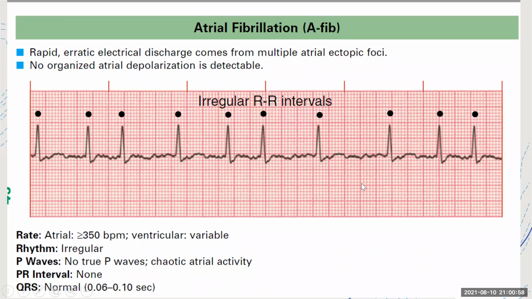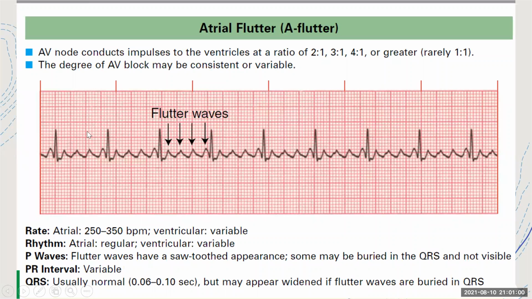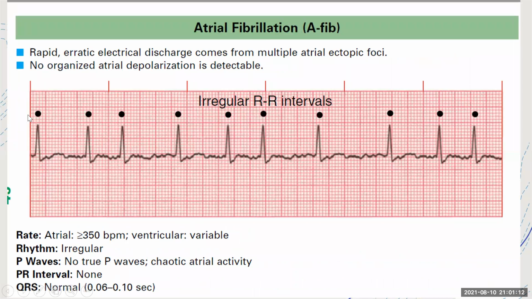If you can appreciate in this picture, the RR interval is the same. Can you see this one? This R to R, this R to R, it's almost the same, right? If they are all equal, the RR interval is equal. But in fibrillation, see this R to R and this R to R, it's too small. This one is too big. This one is too big. This one is too small again. This one is a very long distance between two R waves.